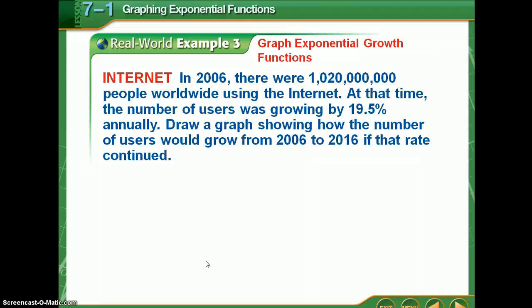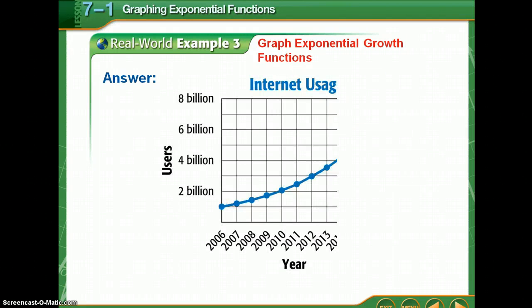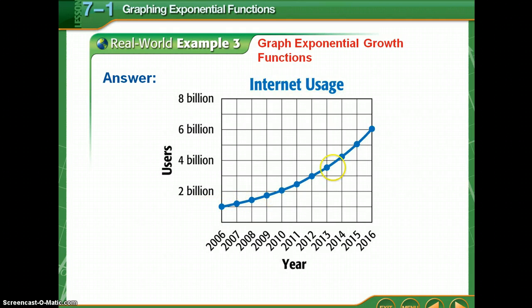plug these numbers into that function, where a is 1.020 in billions, and r, the rate, we're taking the percentage here, 19.5, and we're changing it to a decimal by moving it 2 places to the left. Then we can simply substitute into the function. So y is equal to 1.020 times 1.195. Remember that our growth factor was 1 plus our rate to the t. Then we'll graph that equation. Notice our time is across our x-axis.